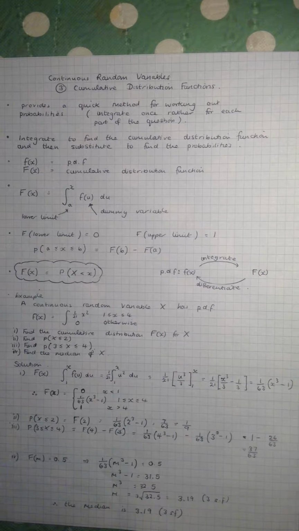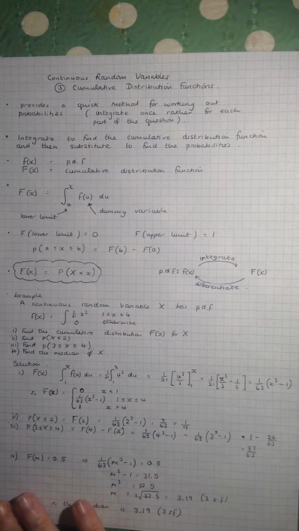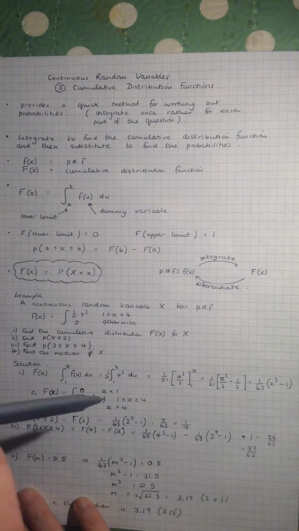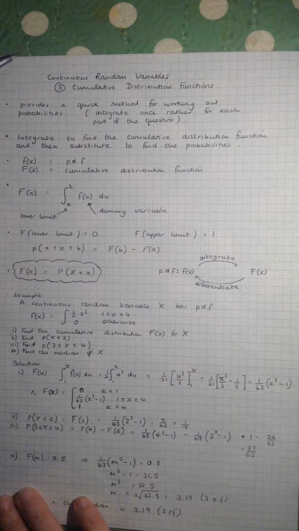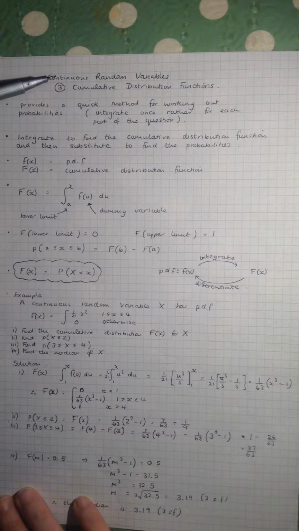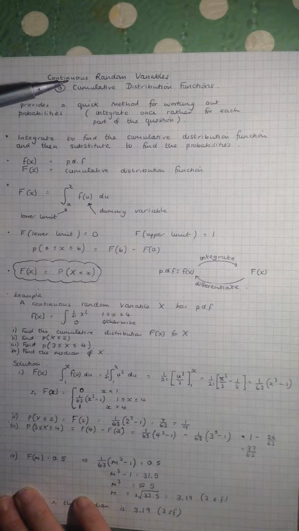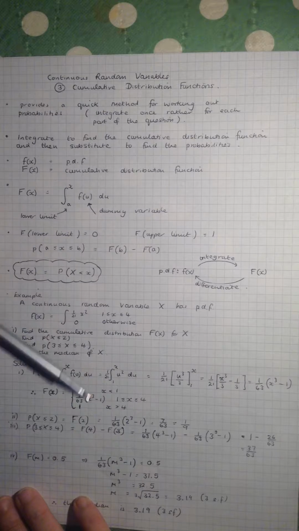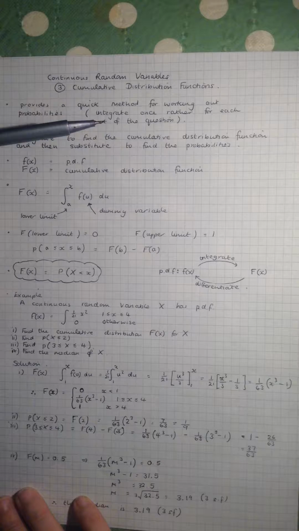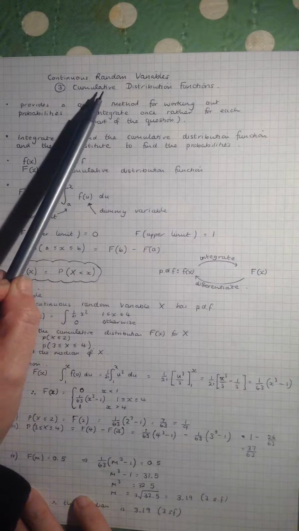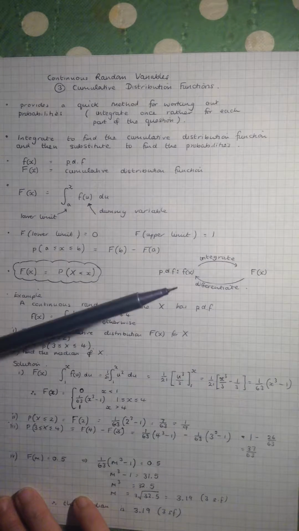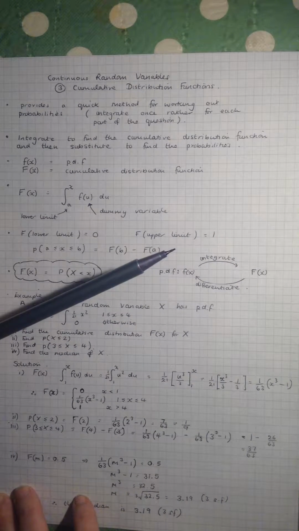We're looking at the cumulative distribution function, so a bit like cumulative frequency at GCSE, so everything up to a certain point, still with our continuous random variables. The reason we look at that is if you have a lot of probabilities to work out, rather than integrating for each question, you can integrate once, and that will give you the cumulative distribution function, and then it's just substituting into that to find each of the probabilities, which will save a lot of time.